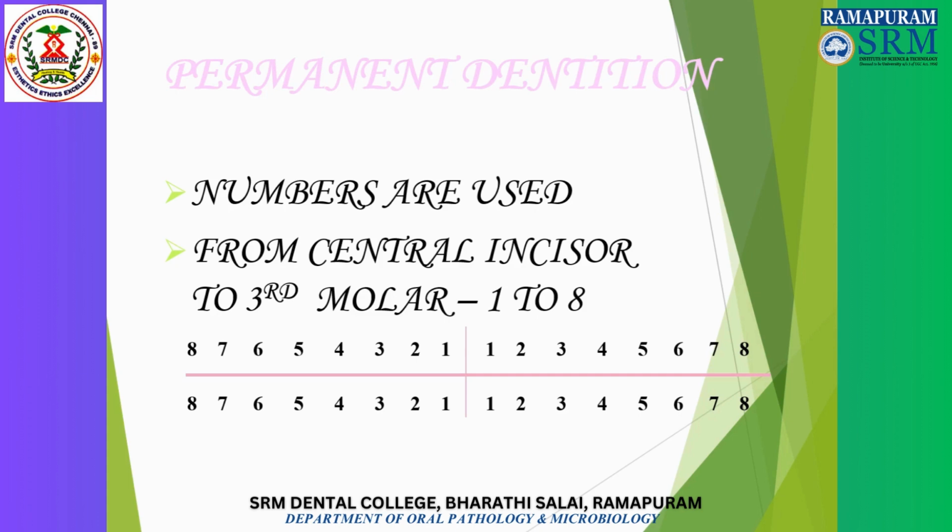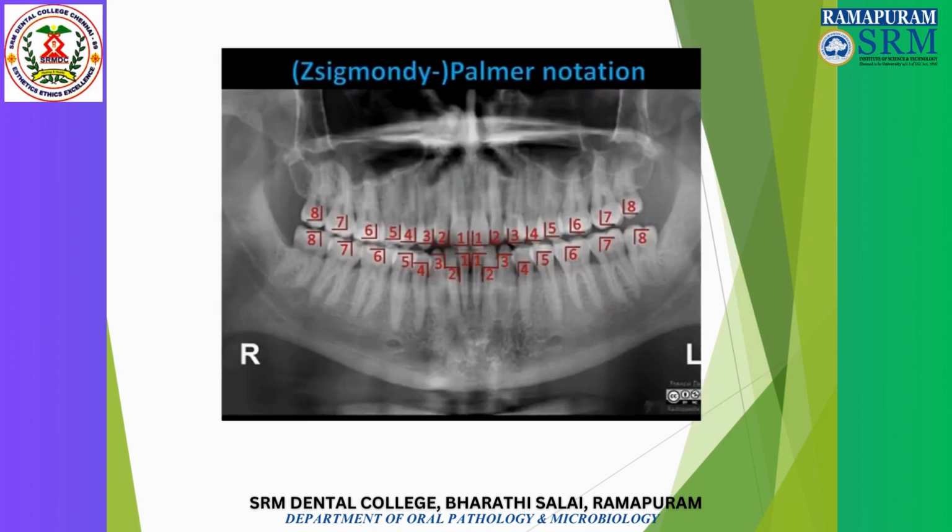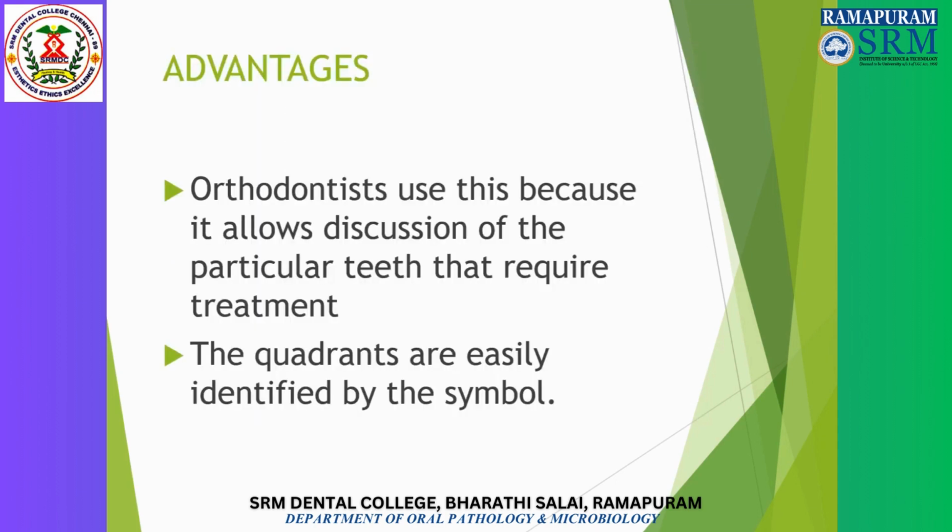the first molar, 7 for second molar, and 8 for third molar. This is going to be repetitive for all the quadrants, except that we use alphabets in Zsigmondy-Palmer for deciduous and numbers for permanent. So as you can see, this is the notation of the teeth in permanent dentition for the Zsigmondy-Palmer notation.